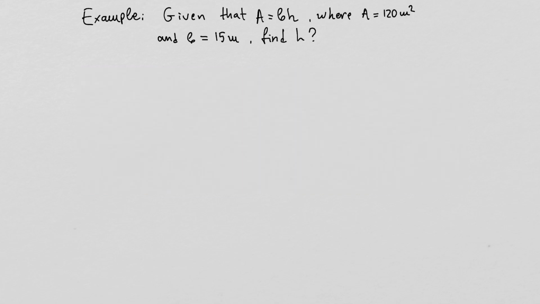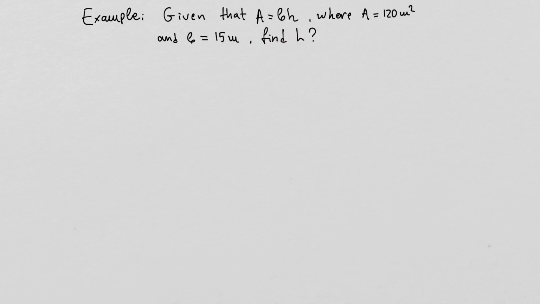So here is an example of a problem which I will do by substituting known data into the relationship to find the unknown quantity. So I know that A is equal to the product of B and H. And I also know that A is equal to 120 square meters, and B is equal to 15 meters. And then the question is to find H.